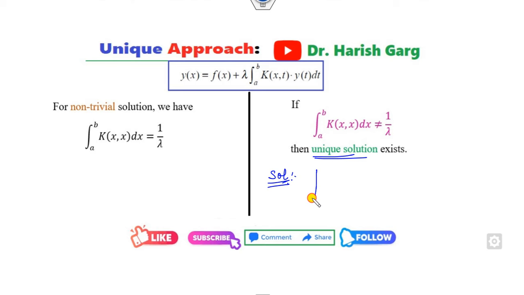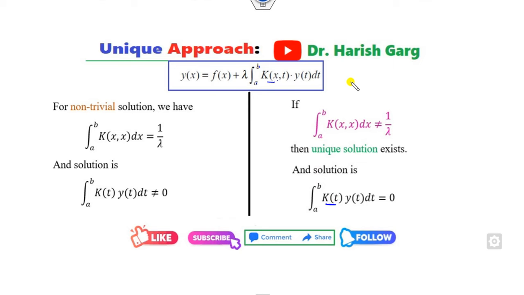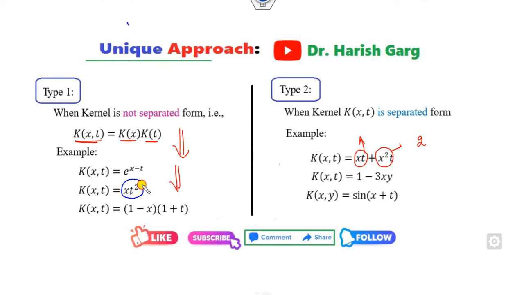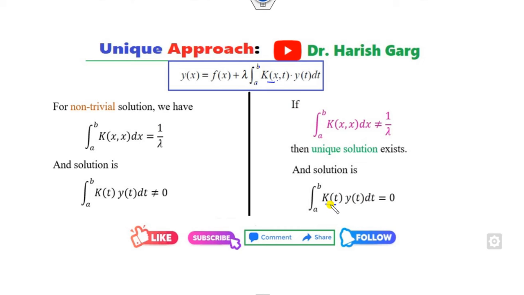That case is the integration from the limits a to b of k(t). What is k(t)? If I look at this example, what is k(t)? k(t) means the function of t only. So k(t) is only t squared in this case. In this case, what is my k(t)? e raised to power minus t is the function k(t). Then when a unique solution appears, you have to see that the integral of k(t) times the function should be 0. And if it is a non-trivial solution, then this value should be non-zero.